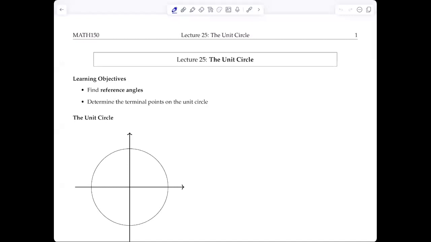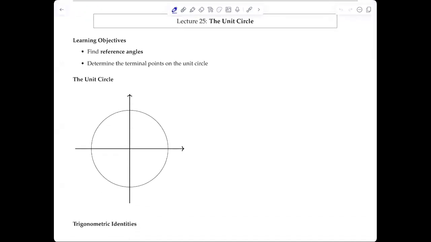So here you have a unit circle. The unit circle is a circle with radius 1. Here I'm gonna draw something. So this radius is 1. So the unit circle is the circle centered at the origin and with radius 1.